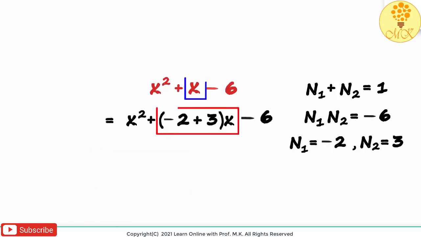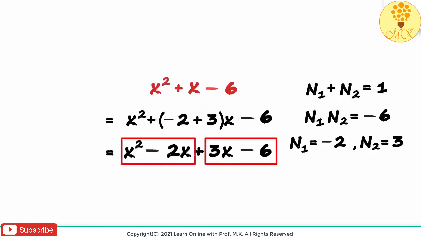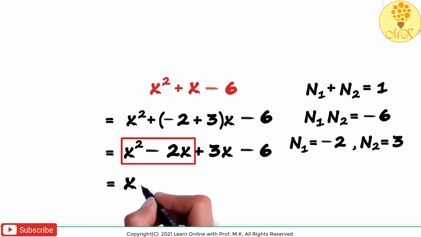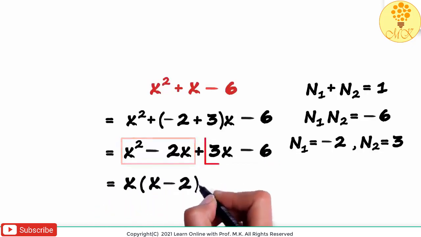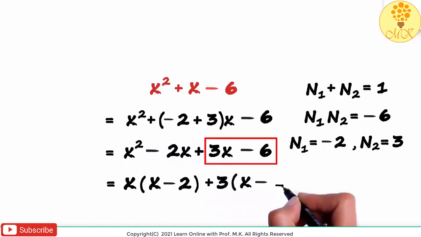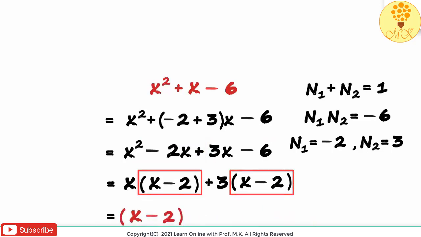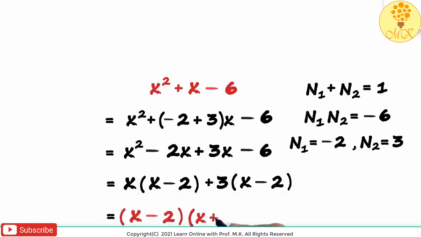We split the coefficient of the middle term and write it like this. This is the same as x. We expand the brackets and use grouping to factorize it. The first group can be written as x times x minus 2 and the second one can be written as 3 times x minus 2. Now it's easy. The term common to both the products is x minus 2. Multiplying it with x plus 3 completes the expression.